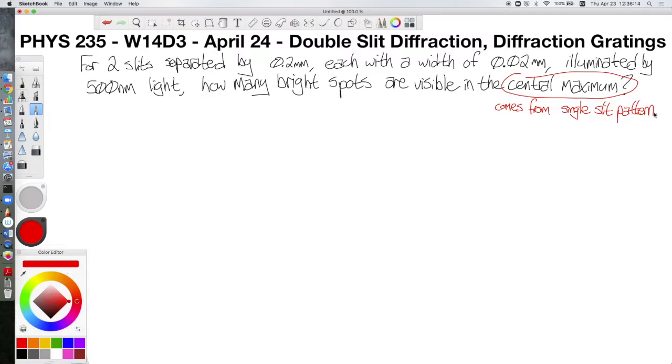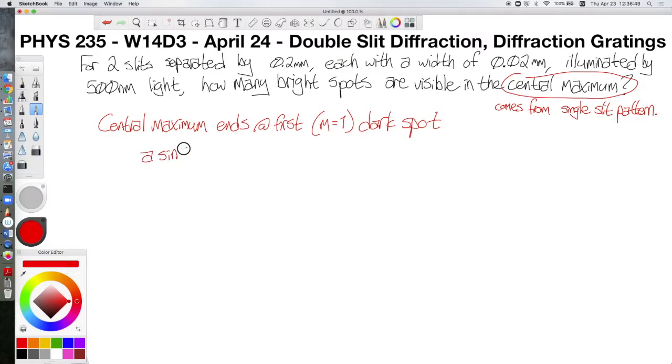And the central maximum ends at the first dark spot. So we need to use our single slit formulas to find out where this first dark spot is. Our single slit dark spots are given by the formula a sine theta equals m times lambda. We're going to plug in m equals 1 and solve for sine of theta. So whatever sine of theta is, it's equal to lambda over a.